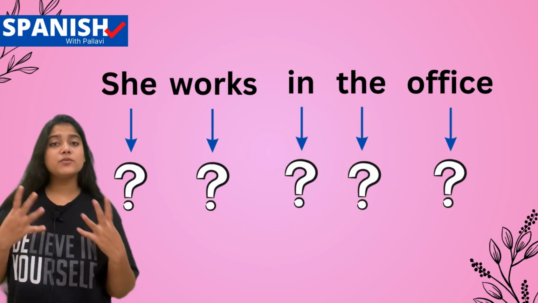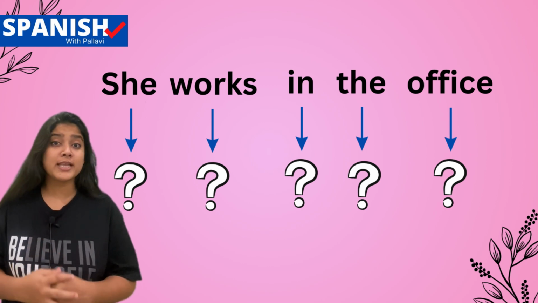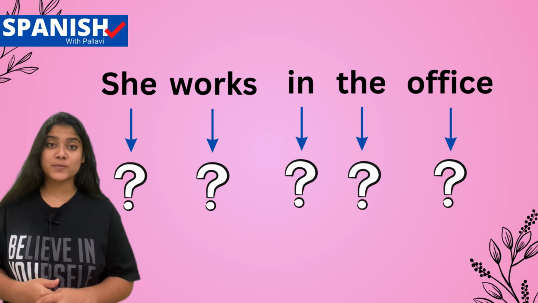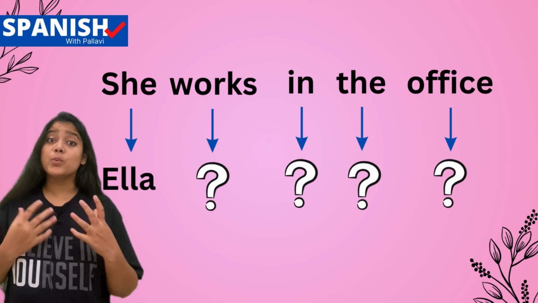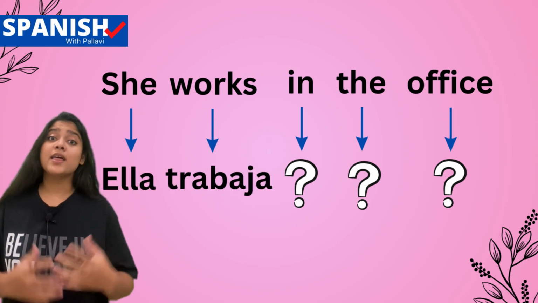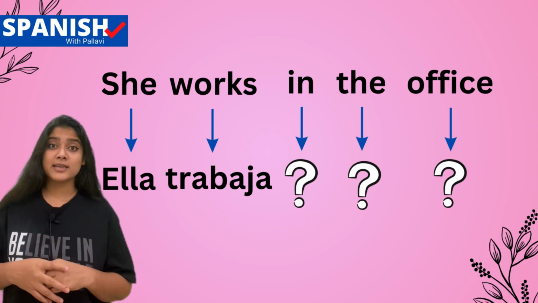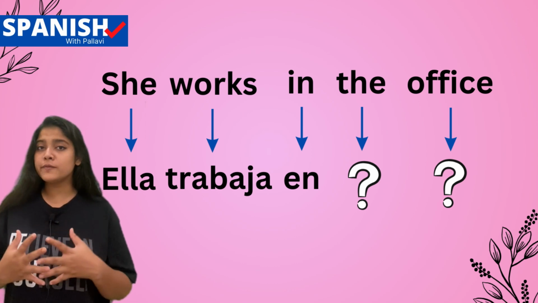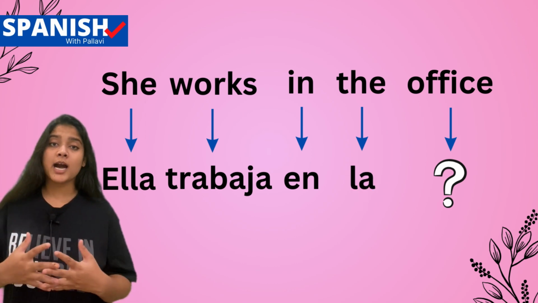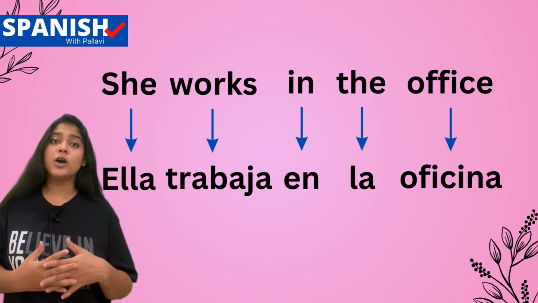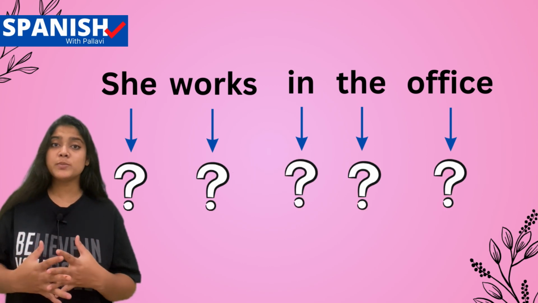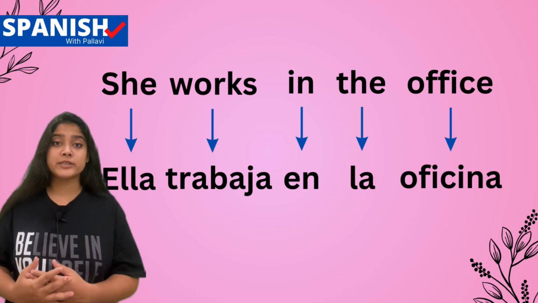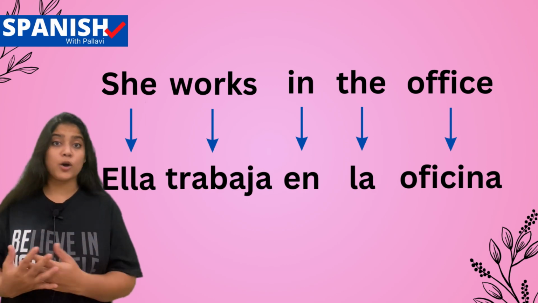Next. She works in the office. How do we say that in Spanish? Let's start. How do we say she in Spanish? Ella. Works in Spanish? Trabaja. In Spanish? En. The office will be la oficina. So the whole sentence will be she works in the office. Ella trabaja en la oficina.